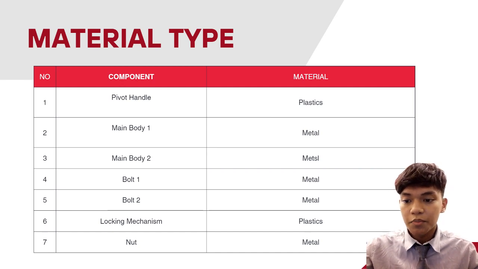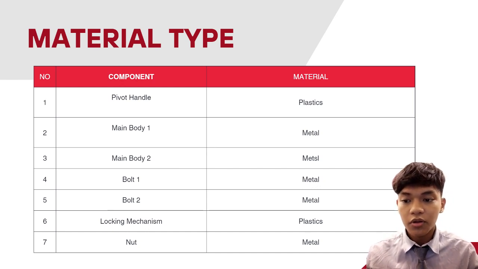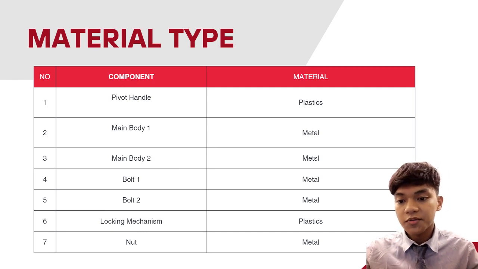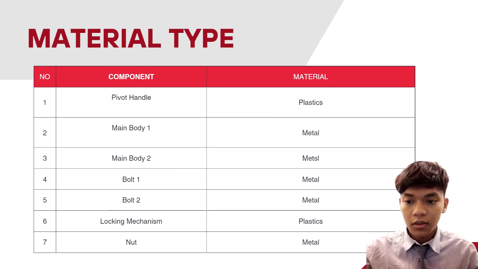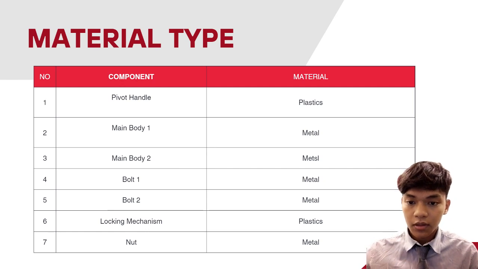Next one is main body 1. This body is equipped with a needle to pinpoint the center point when using the instrument. This part is made out of metal. Next is our main body 2. It is equipped with a pencil slot to insert a pencil for drawing purposes. It is also made out of metal.